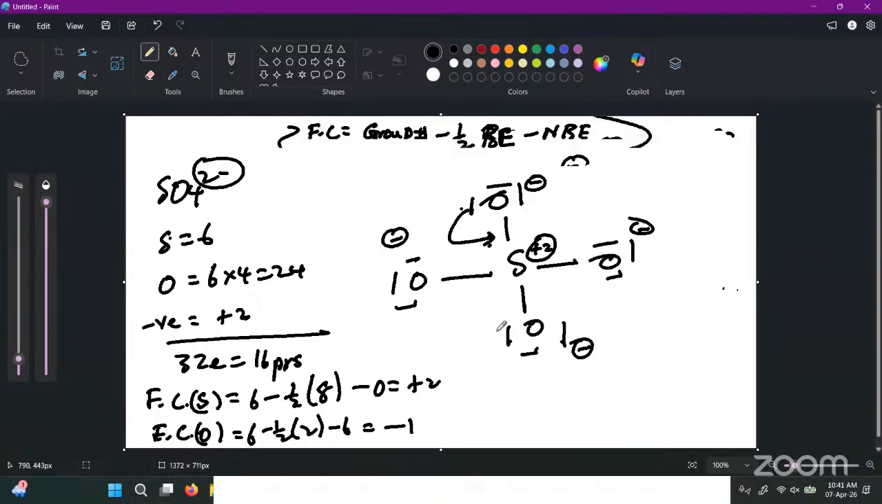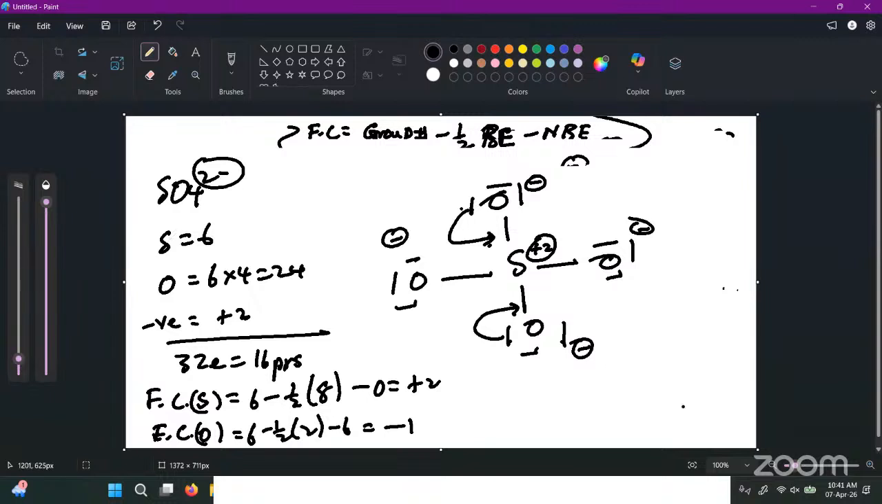Well, guess what? You can also have this happening. Another oxygen will donate a pair of electrons. Why? Because sulfur is in period 3. So therefore, sulfur can have more than 8 electrons on its outer shell. You see what I'm saying?